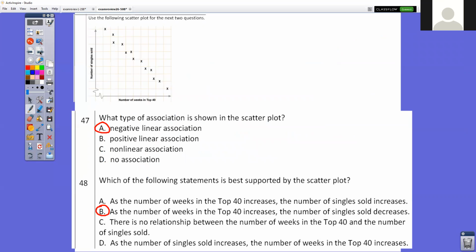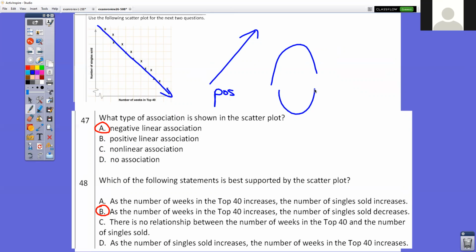Question number 47. What type of association is shown in the scatter plot? As we go from left to right, our dots are going down. Anytime it goes down, it is negative. Down is negative. Positive would be going up. All right, positive would be going up like that. Non-linear is a U shape, and no association is randomly all over the place, where you can't tell if it goes up or down.